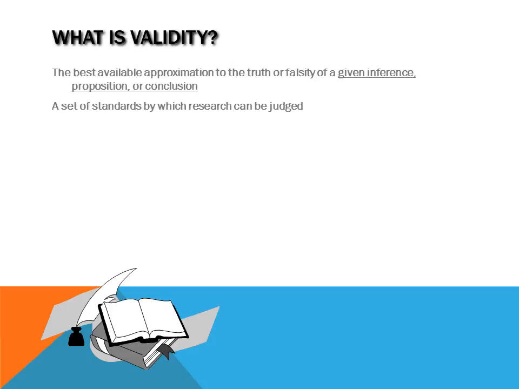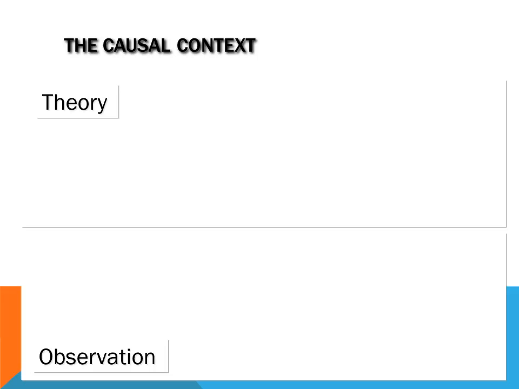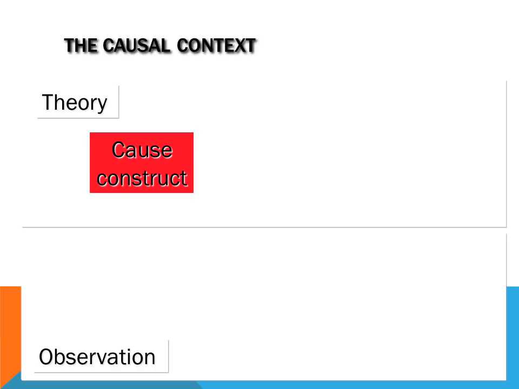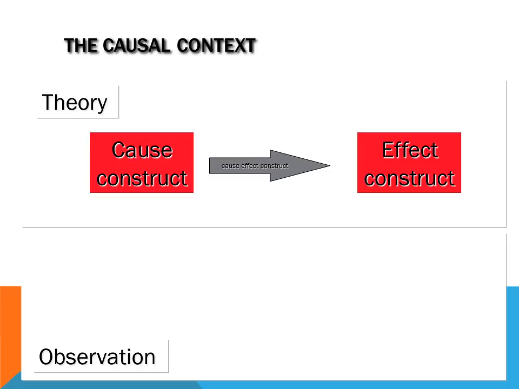Now, to understand, let's go back to the causal context. The causal context is where we conduct our research studies. Generally, research involves testing a relationship between a cause and an effect. This relationship that we test is what is of interest when we do any research study. So let's go with an example.